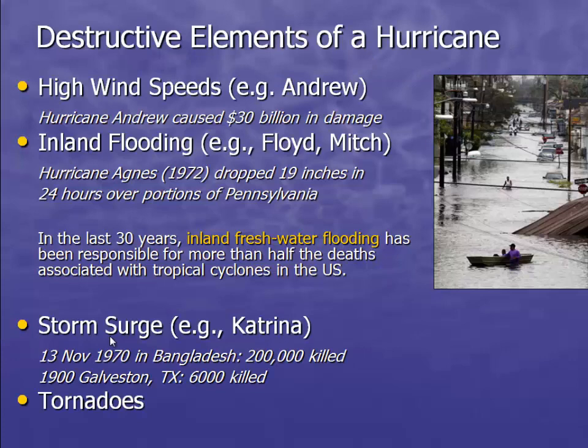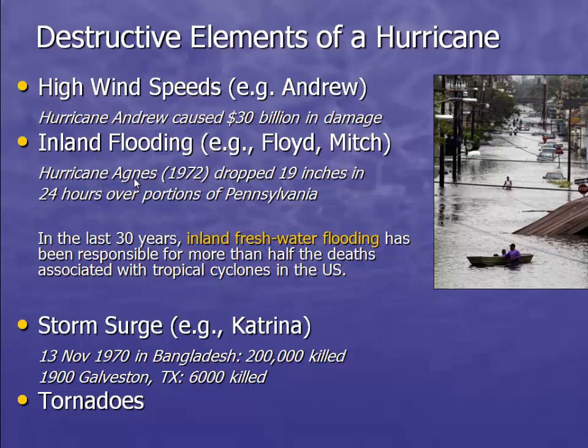Inside of a hurricane, we can have several different destructive elements. One of them being very fast wind speeds, like Hurricane Andrew, which caused $30 billion in damage to South Florida. Hurricanes like Floyd and Mitch have produced significant flooding. In fact, Hurricane Agnes in the early 1970s dropped 19 inches in one day across portions of Pennsylvania.